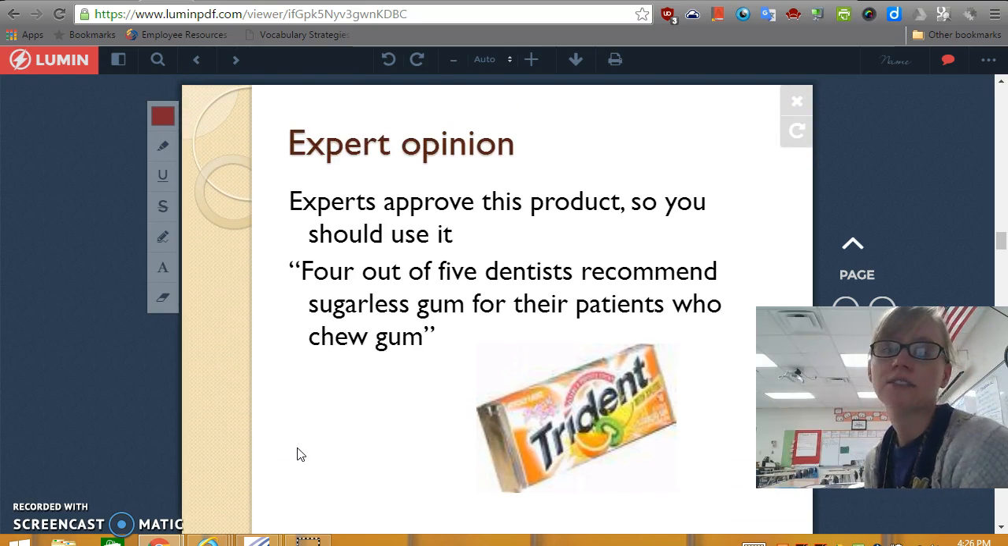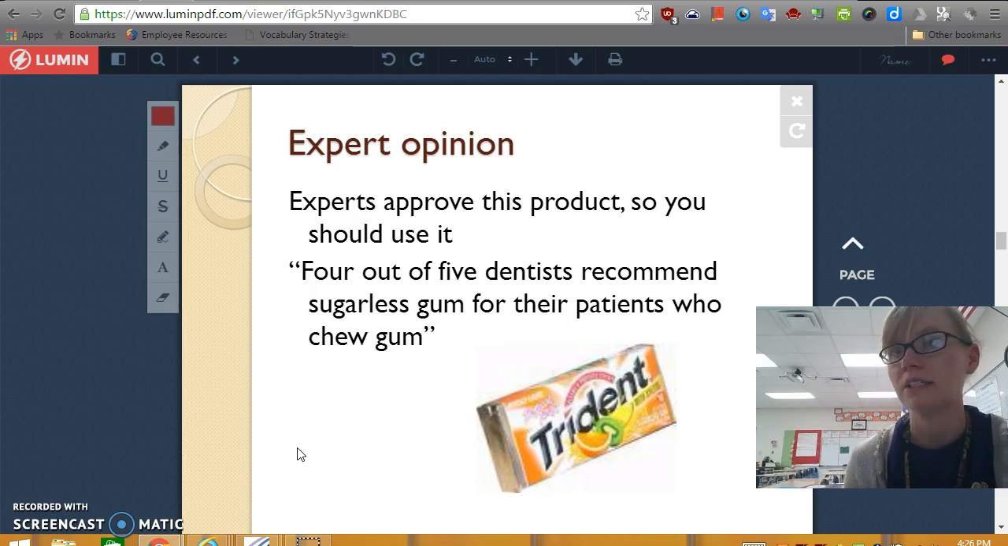Another thing is expert opinion. A lot of times this is used for gum, like when a dentist recommends it. So it is an expert who, in their opinion, thinks you should have this product. This is a pretty big deal, like with medicines or sports drinks and things like that, when they're saying you do this because a doctor said it's great, or a dentist, or someone who's an expert in that field.